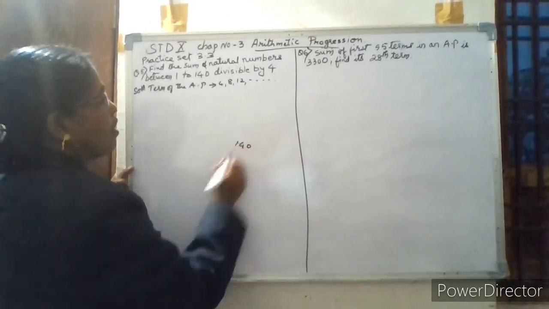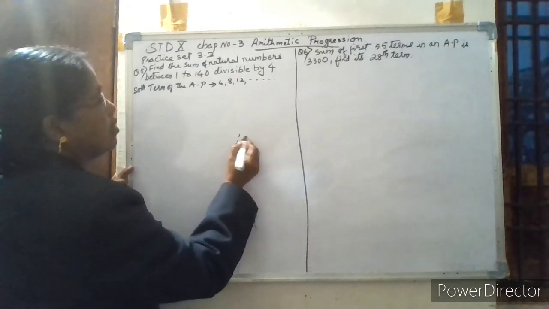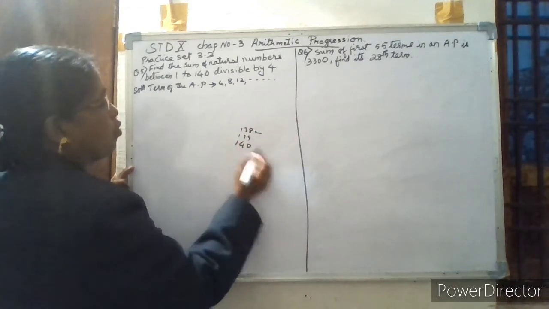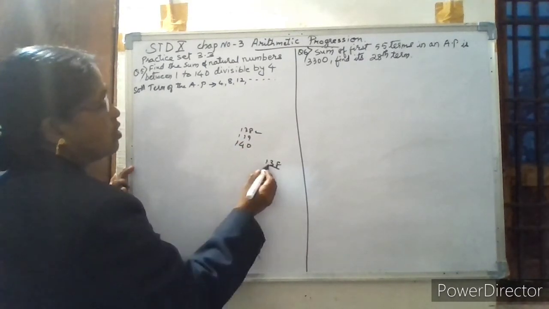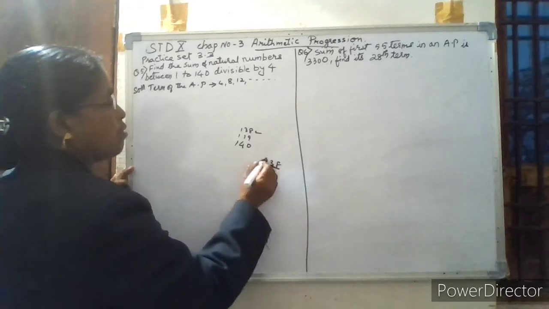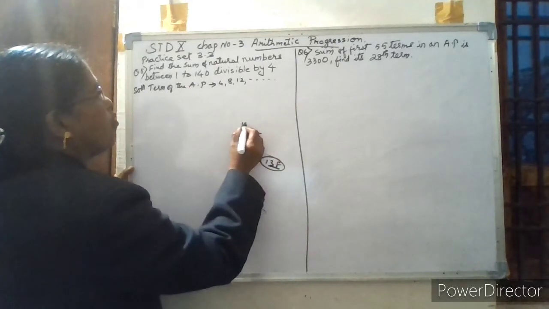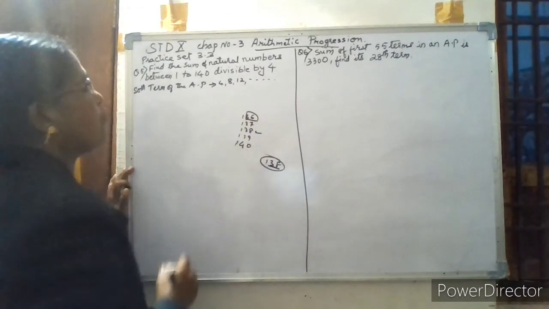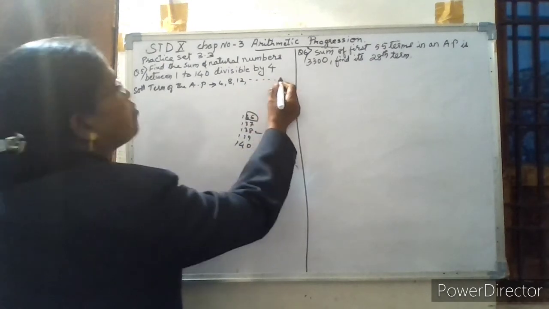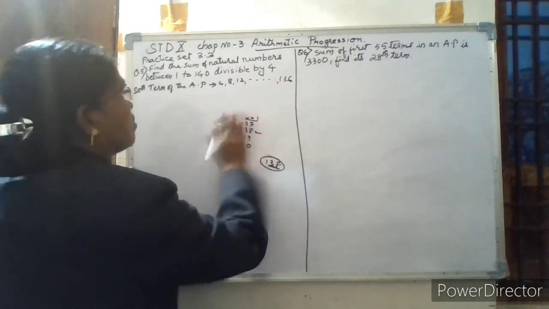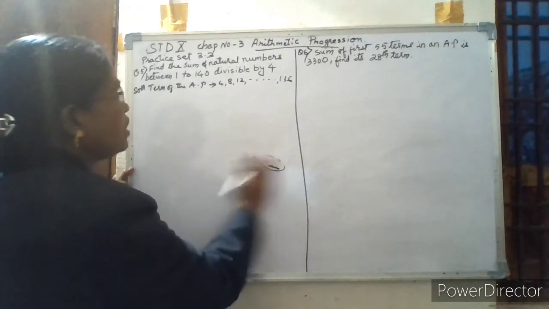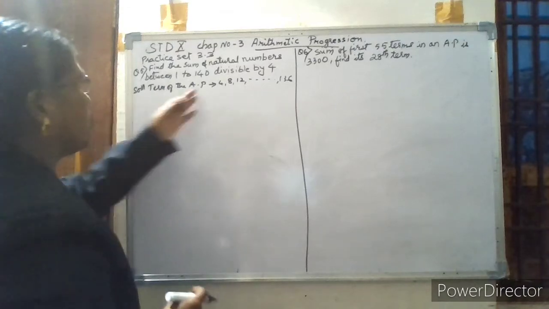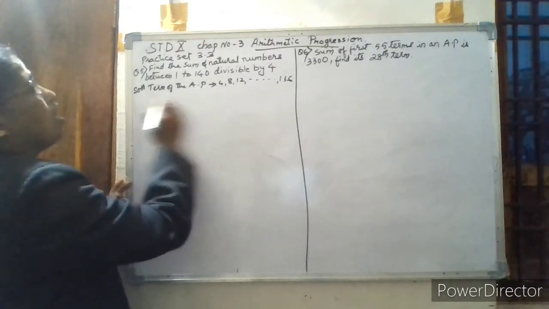140 we cannot take, before that 139, 138. It is an even number, but 138's last two digits are not divisible by 4. Therefore this number is not divisible by 4. So 137, 136. 136 is divisible by 4. So therefore the last term is 136. How many terms are there in this AP we don't know, so again we have to use the nth term formula to find out how many terms are there.